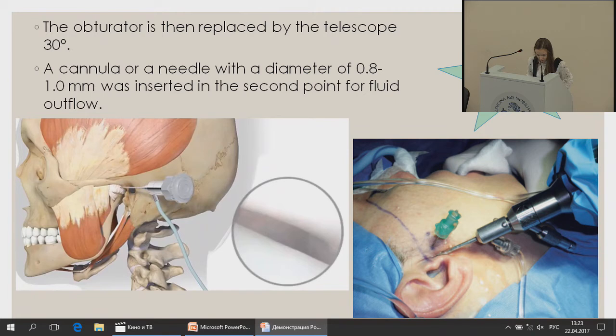After the puncture by the obturator and trocar, the obturator is replaced by the arthroscope. After that, the cannula is placed in the second puncture site, and then it becomes possible to make a lavage of the joint, because the water supply is getting through the cannula attached to the arthroscope.